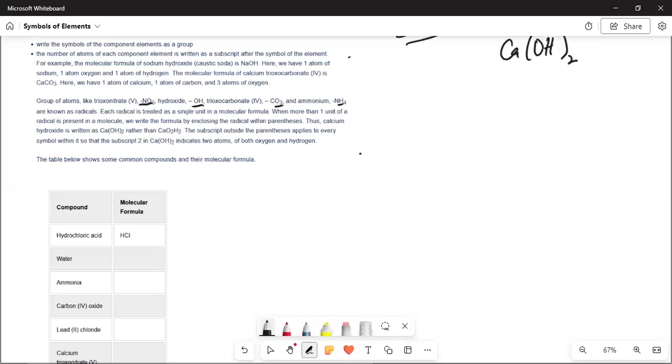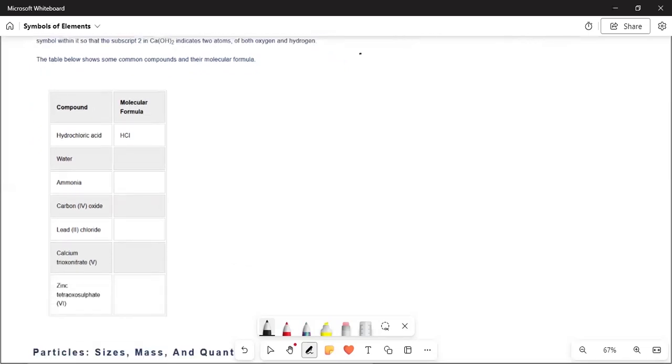So the table below shows some common compounds and their molecular formulas. The first one here is hydrochloric acid. The formula is HCl. There is one atom of hydrogen and one atom of chlorine. Water, the formula is H2O. The software I used to bring this on the board does not support subscript and superscript. That's why the formula is not appearing here. So H2O is the formula of water, two atoms of hydrogen to one atom of oxygen.